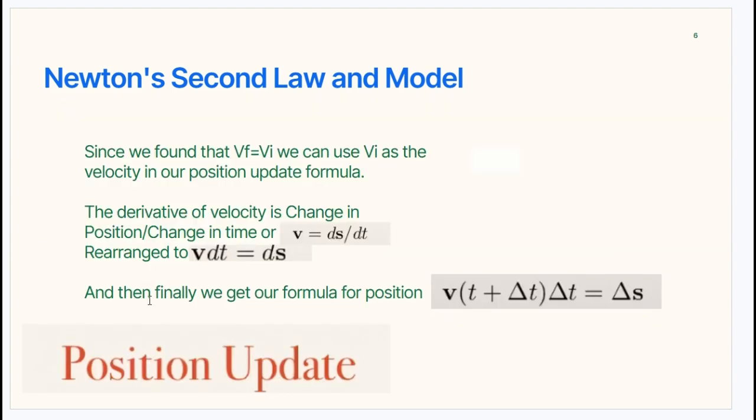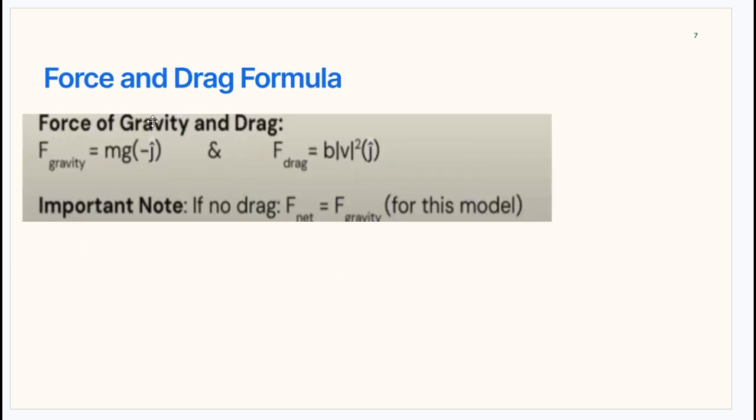The next thing we have is our position update formula. We just use that to calculate the change in position over change in time. So not too much going on there. The next thing is the force of gravity and drag. So obviously force of gravity just equals mg in the negative j hat direction, and drag is b times the magnitude of velocity squared in the j hat direction.